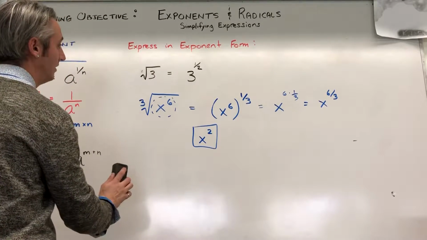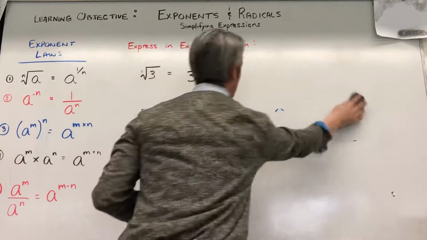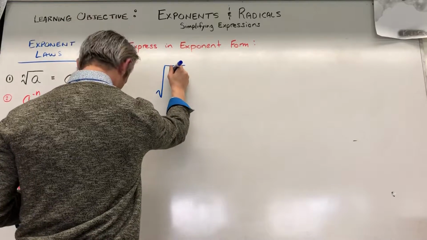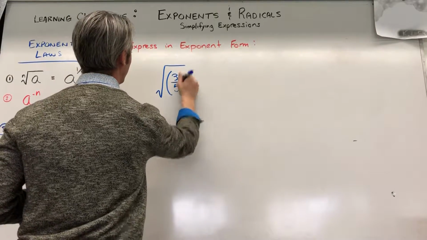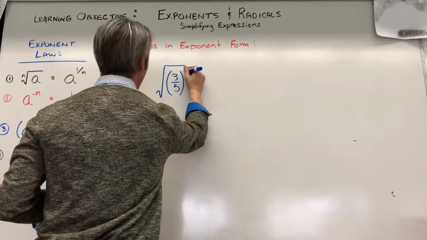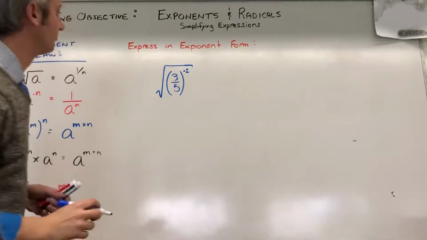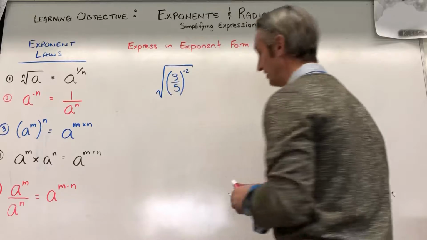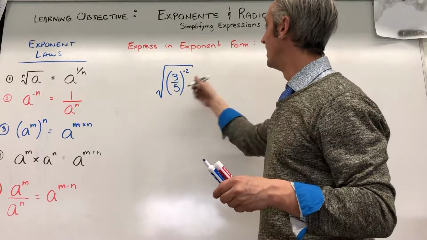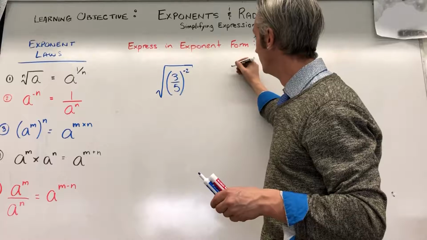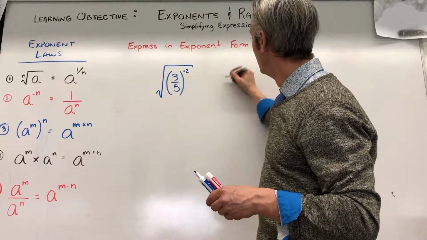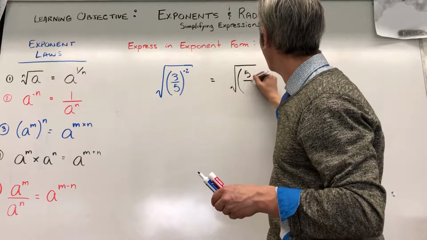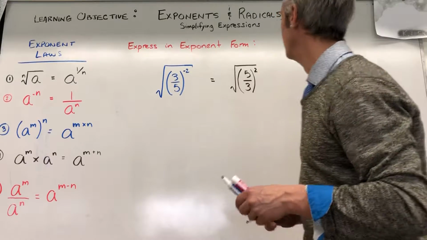What if I had something like the square root of 3 over 5 to the negative 2? Okay? There's multiple ways I could approach this. It doesn't really matter where I start. So one possible way I could start is with what's inside here. And I want to make it a positive exponent. So I could say, okay, well that's equal to 5 over 3 to the positive 2.